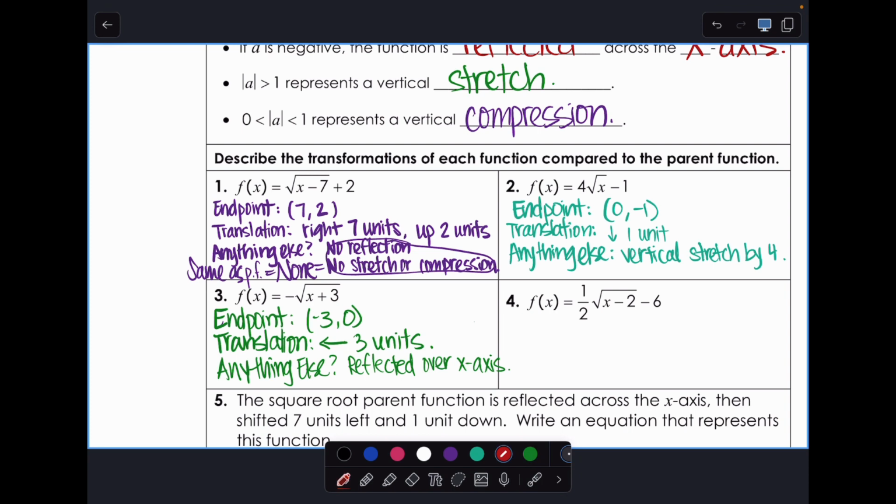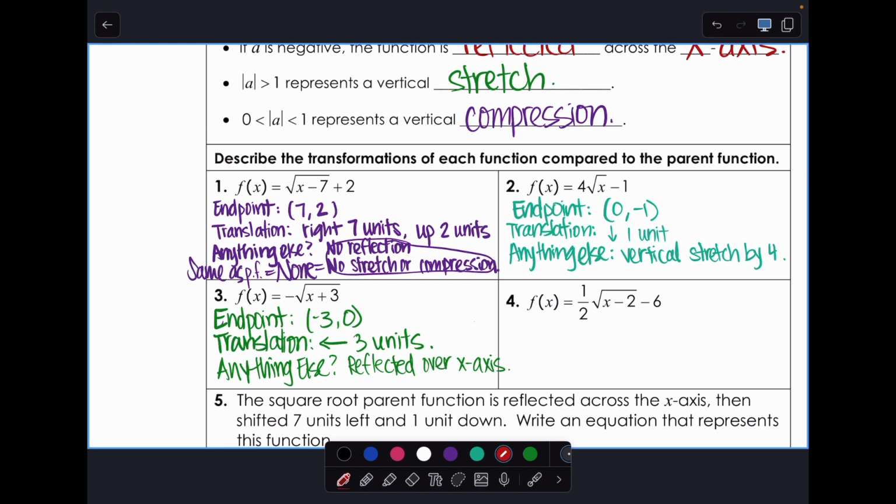So for anything else, we have to write everything? Anything else would be like the vertical stretch or compression or a reflection. One of those three, or all three. The minimum is you write none or same as parent function. That makes sense, right? So there has to be something written for anything else.